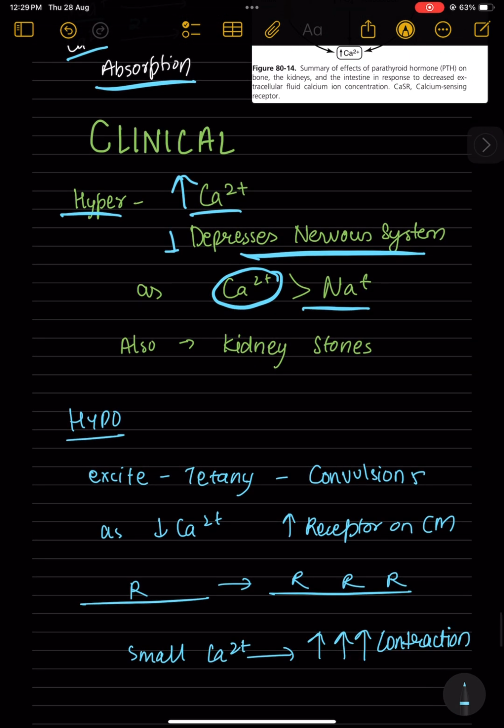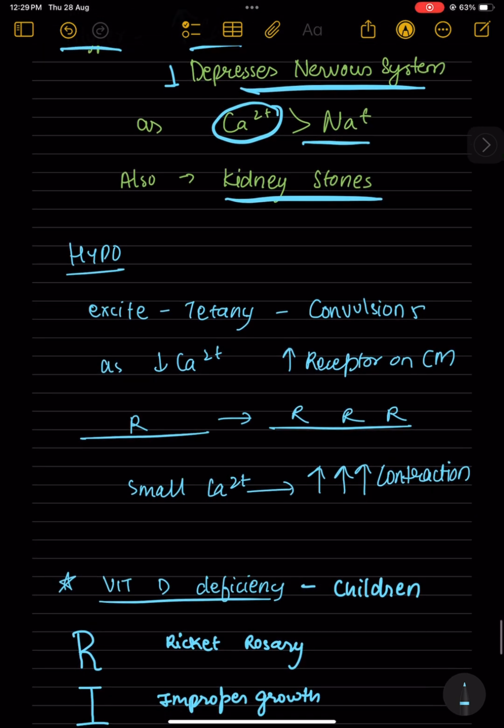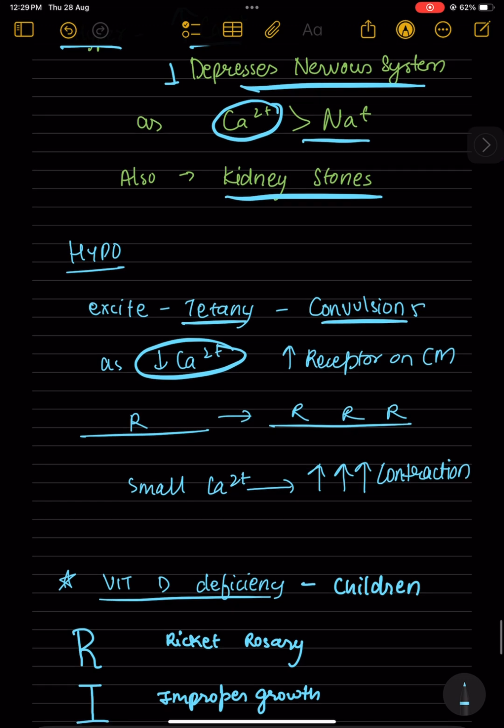Whereas in hypocalcemia, low calcium level in blood, it can lead to tetany and convulsions. How? As there is low calcium level, the number of receptors on the cell membrane increases, such that a small amount of calcium can cause massive contraction. It can lead to tetany and convulsions.